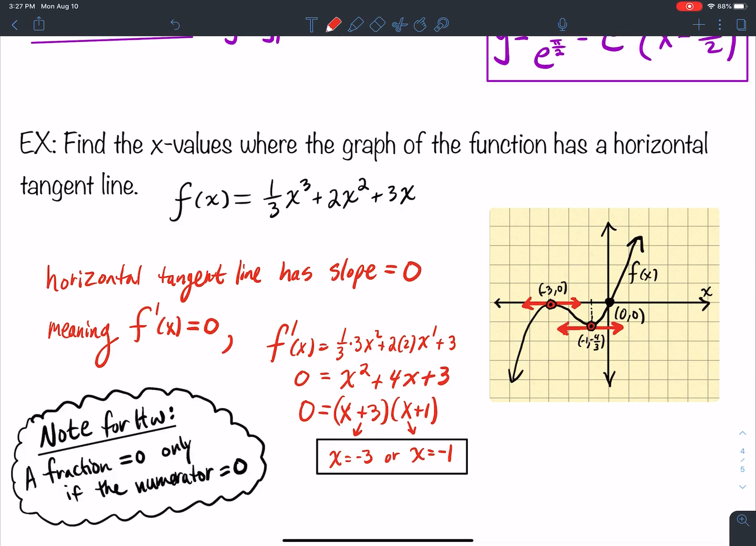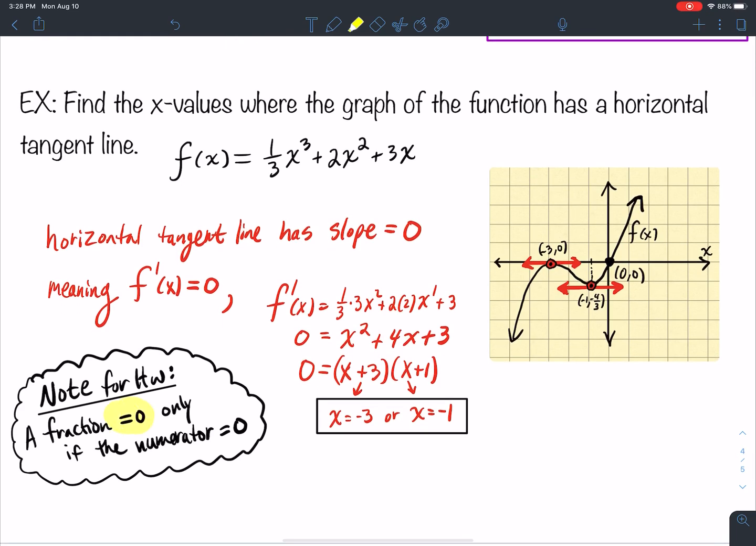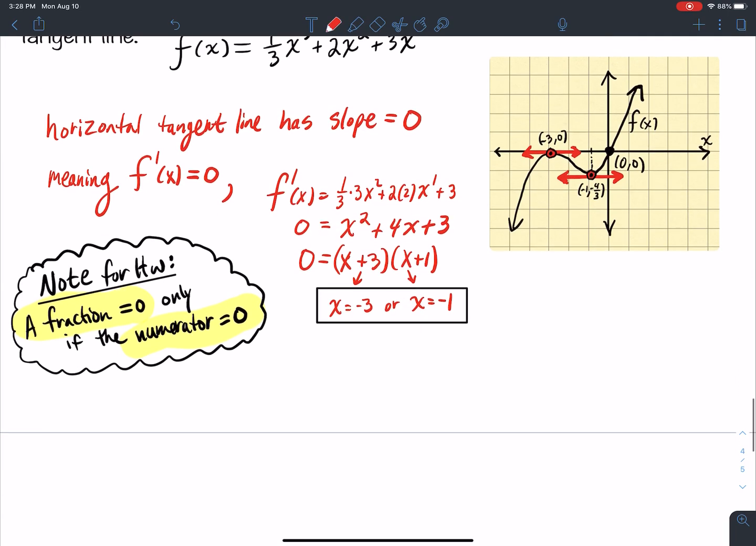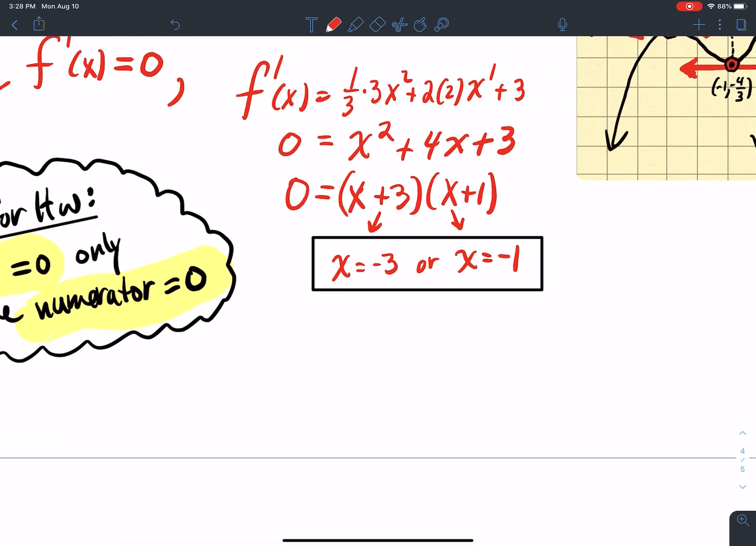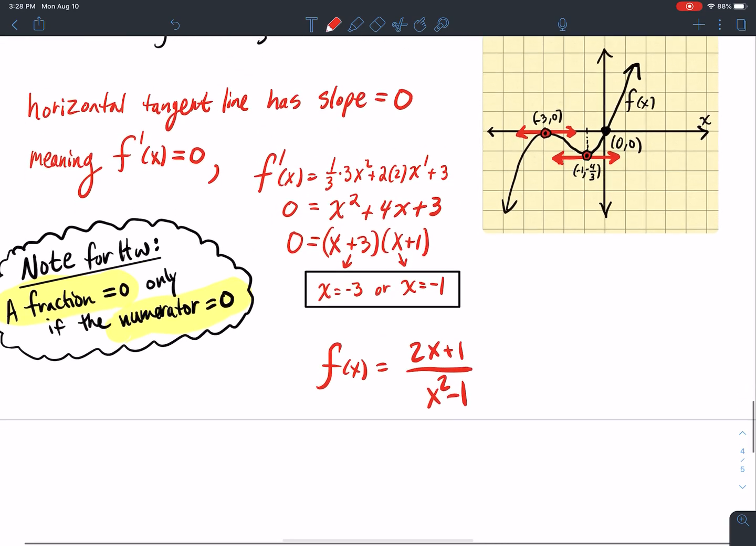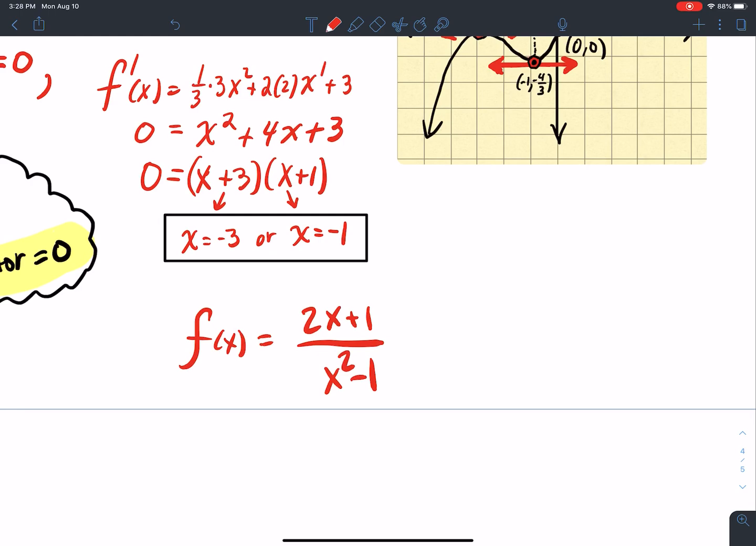Now, one thing I want you to note when you're going through these problems in your homework: the only way that a fraction, I'm talking about a rational expression, is equal to 0 is whenever the numerator is equal to 0. So say you took some derivative, or maybe we had f of x equals 2x plus 1 over x squared minus 1. So the only way that this fraction is equal to 0, and maybe that's the derivative, we took the derivative, this is what we got, and so we set it equal to 0. The only way that that's equal to 0 is if the numerator equals 0.